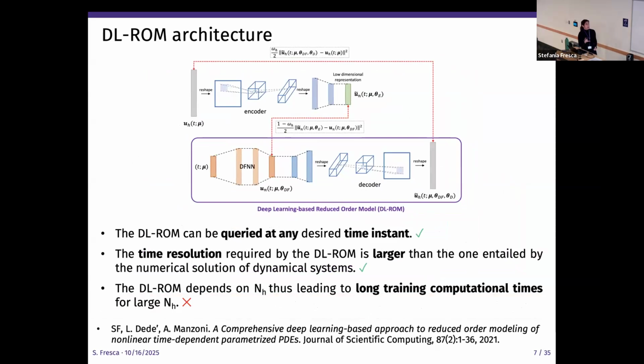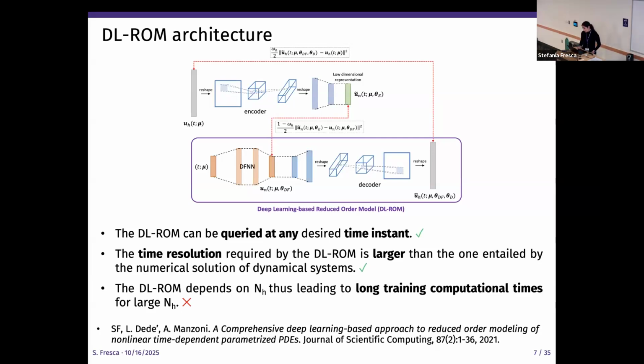Several benefits are associated to the use of DL-ROM, such as it can be queried at any time instant without requiring the solution of a dynamical system until that time. The time resolution it needs is usually larger than the one entailed by the solution of dynamical systems, and there are others. But there is a main drawback, which is that it depends on the FOM dimension. And this may lead to long training computational times when we are dealing with large-scale problems.